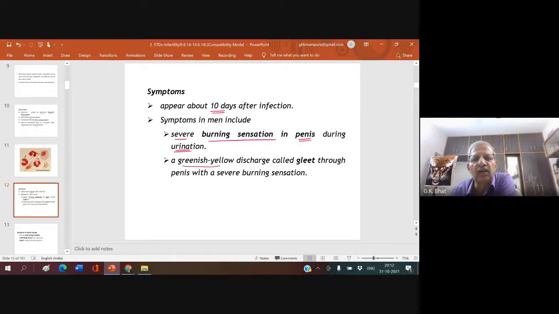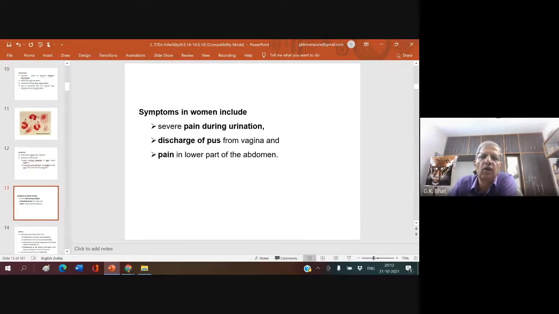A greenish yellow discharge called gleet comes out of the penis, along with the severe burning sensation. Note down gleet: a greenish yellow discharge oozes out from the penis. If this is the scenario, definitely that boy has to know that he got infected. Okay? Now, shall I go ahead?